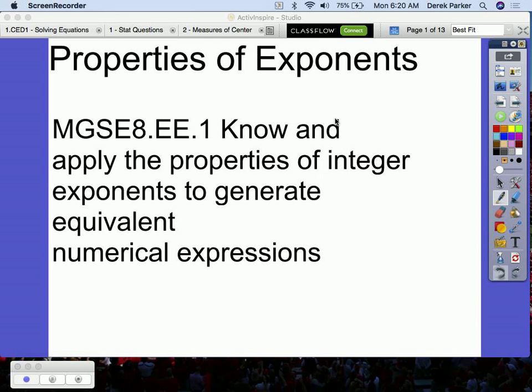In this lesson, you're going to learn how to use the properties of exponents. The standard we're working on is MGSE 8.EE.1: Know and apply the properties of integer exponents to generate equivalent numerical expressions.